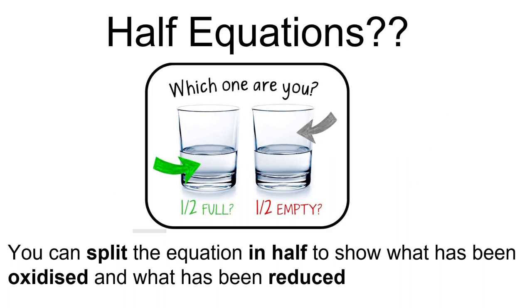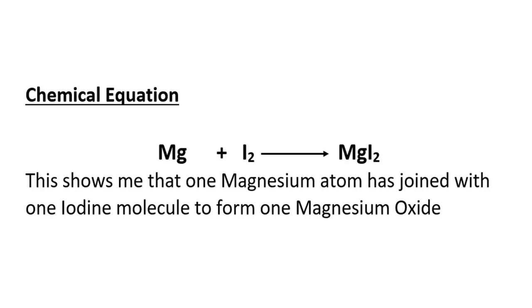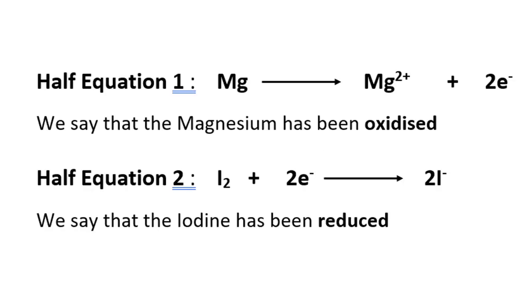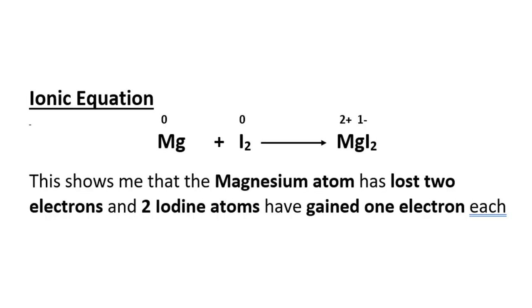You can show this by half equations. Half equations are used to show the movement of electrons and what has been oxidized and what has been reduced. So I'm going to show you the half equations here for what we've been talking about, magnesium and iodine to form magnesium iodide. Sorry, I wrote magnesium oxide there, I should have written iodide. The magnesium has lost 2 electrons, we say it has been oxidized, and the iodine has gained those 2 electrons to form 2 iodide ions, we say it has been reduced. So that's the overall ionic equation.